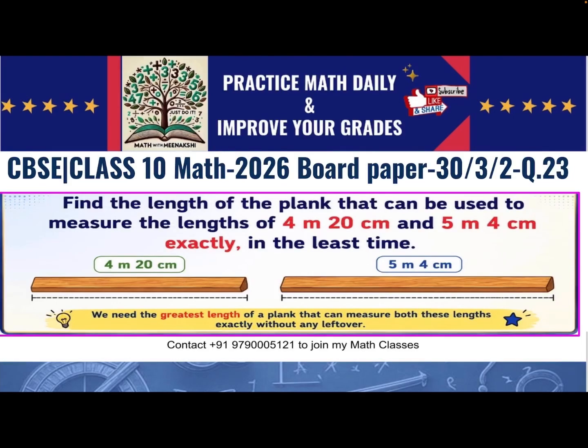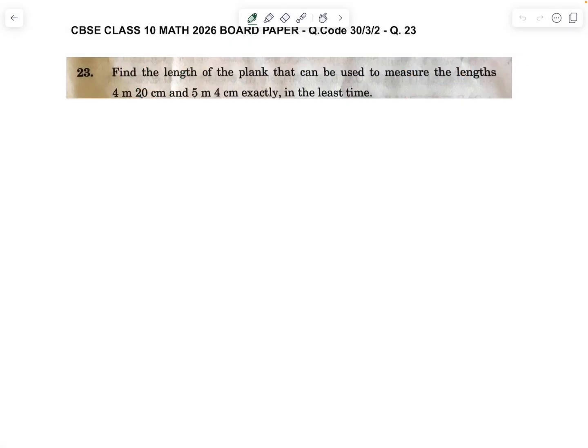Hello all, in this video I'm going to solve question number 23 from the CBSE class 10 standard math 2026 board paper, and the question paper code is 30/3/2. Question number 23 says, find the length of the plank that can be used to measure the lengths of 4 meter 20 centimeter and 5 meter 4 centimeter exactly in the least time.